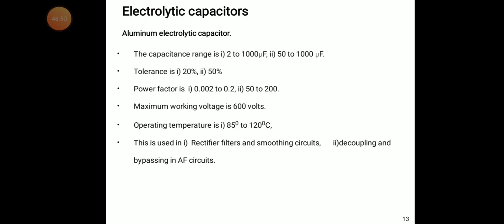Generally these electrolytic capacitors in low values are used in rectifiers, filters and smoothing circuits. Smoothing means wave shaping circuits, rectifiers, filters and smoothing circuits. The higher capacitance values are used in decoupling and bypassing in audio frequency circuits. In audio frequency we use these high capacitance value aluminum electrolytic capacitors.